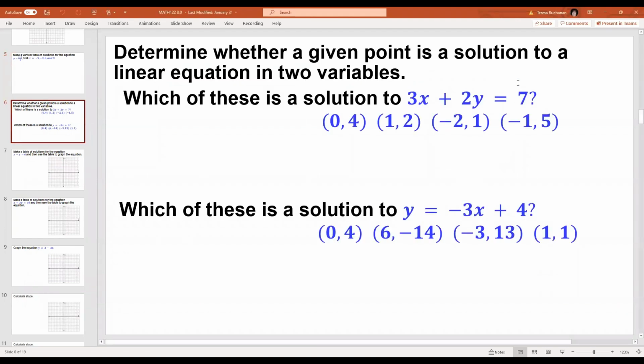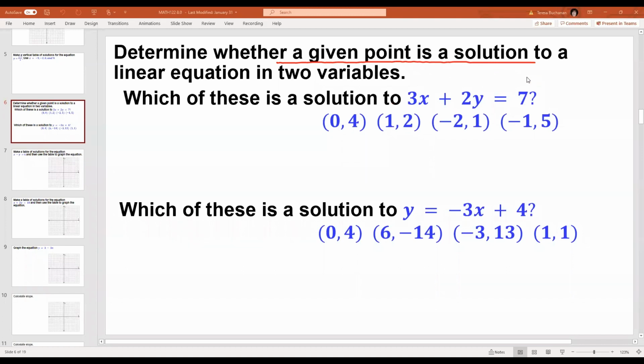So here, though, is another idea to think about to tell whether or not a given point is a solution. Determine whether a given point is a solution to a linear equation in two variables. In other words, if we saw this statement, 3x plus 2y is equal to 7, does 0, 4, if I put in 0, 4, do I get a true statement? If I put in 1, 2, do I get a true statement? And so on.